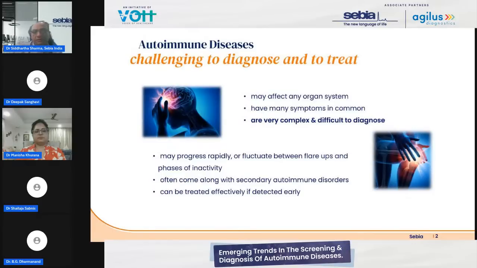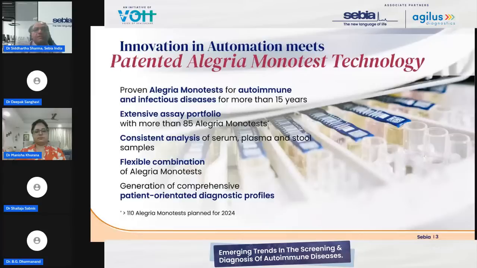A lot of therapies are evolving now, with biologics also coming into play in the therapeutic space. So definitely pinpointed precision therapy is available for autoimmune disorders. All the more, laboratory diagnostics has a very relevant role to play. So Sebia has made an attempt, or rather brought a solution, in simplifying the complexity of the autoimmune diagnostic space. We have a patented Allegria Monotest technology.